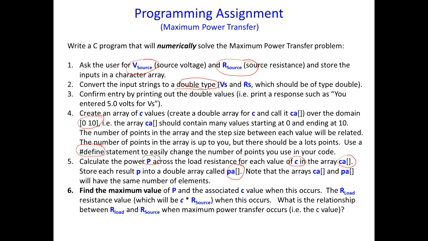Okay, and just like we did in the polynomial, you will need to go through the P array, find when the maxima occurs, and what is the associated C value when this occurs. Okay, and ultimately what we're going to ask you is, what is the relationship between the load resistance and source resistance when this maximum power transfer occurs? Yeah, what is that C value?